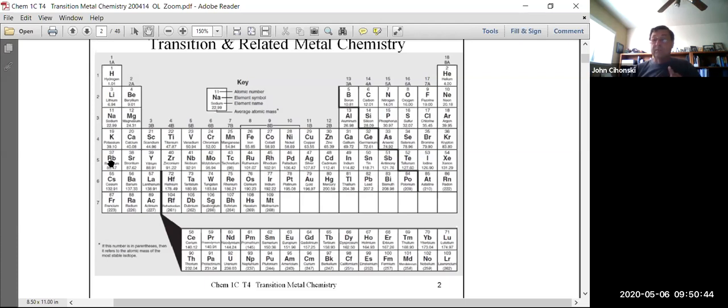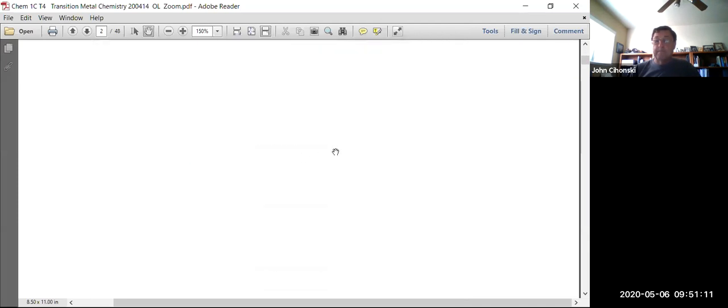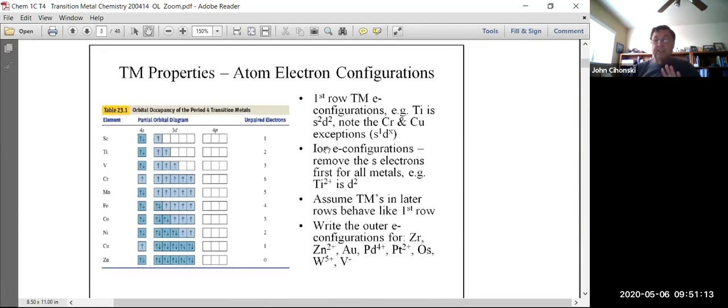We take out what first? The s orbital electron. So we take 2 of those, and then we need to take more away, so we take 2 out of the d orbitals now, right? So that would leave us with what? An s0 d 1, 2, 3, 4, 5, 6 configuration. Okay? It's not hard, just getting used to.